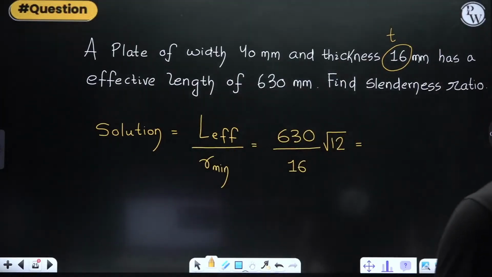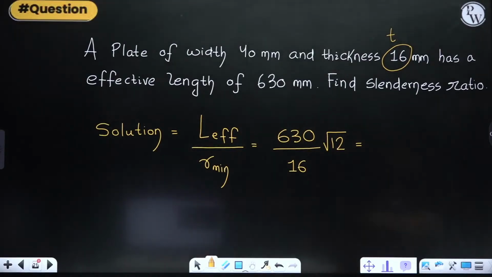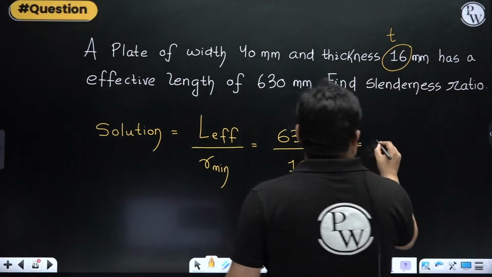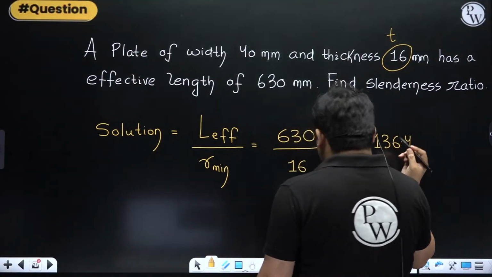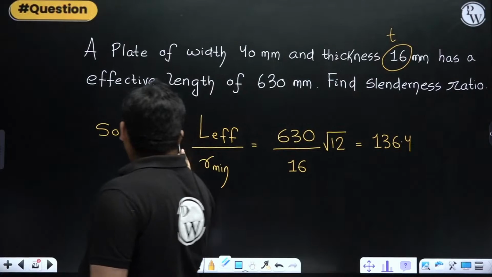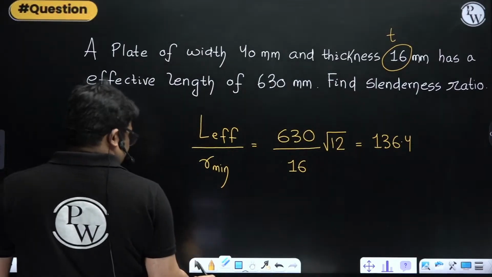Again, one more question can be asked like this. Very easy, but if you don't know the things, then obviously they are very tough. So we are getting a slenderness ratio of 136.4. It's a ratio, so no units.